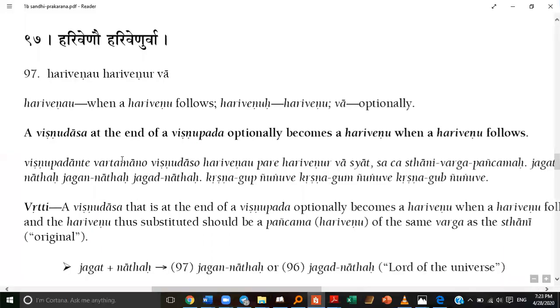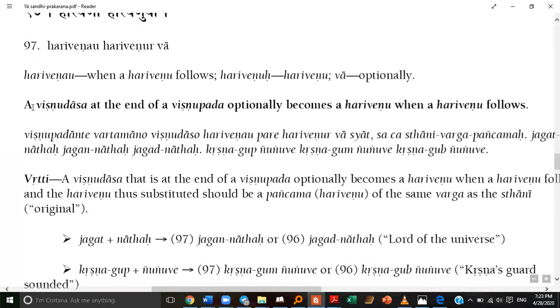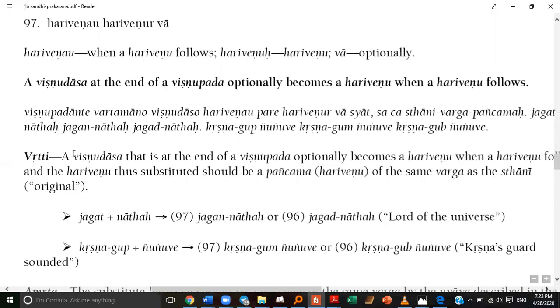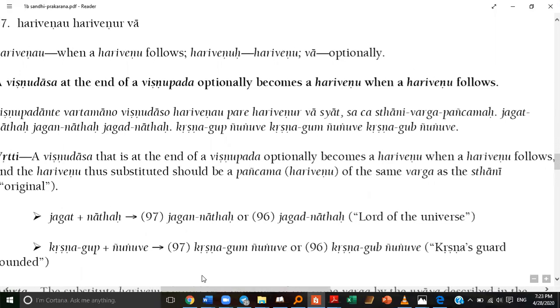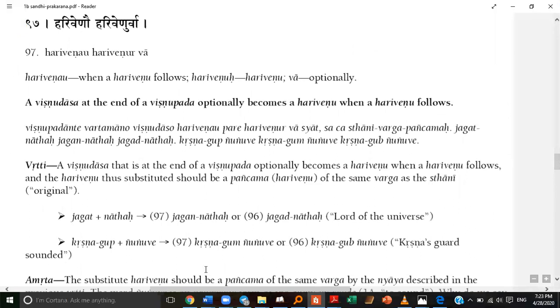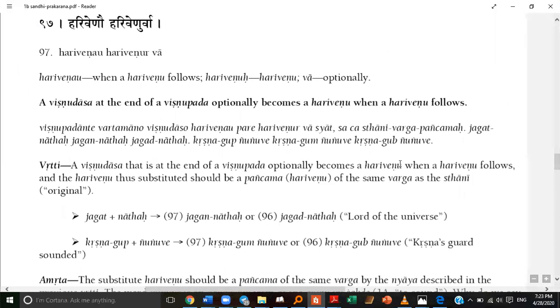So, this was Harivenu, Harivenurva. A Vishnu Dasa that is at the end of a Vishnu Pada optionally becomes a Harivenu when a Harivenu follows. And the Harivenu thus substituted should be a Panchama of the same Varga. Means if it is Ta, then the Harivenu of the same Varga is Na, and likewise for the others. Was it clear?